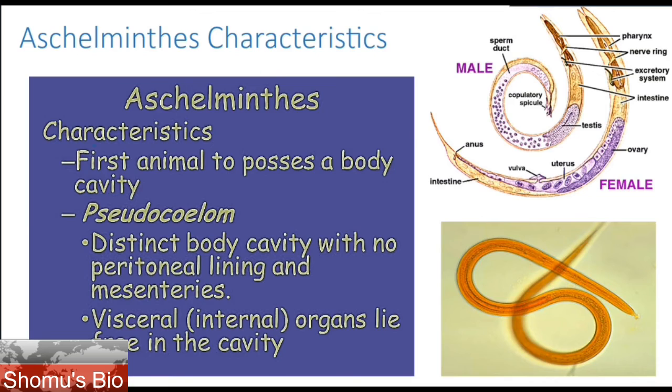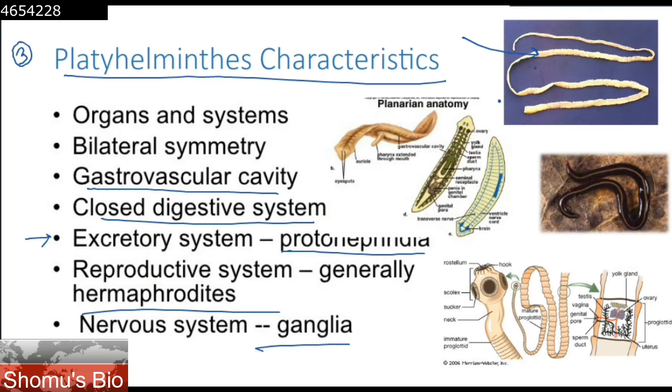Whereas aschelminths characteristics: first animal to possess a body cavity. Although they have a body cavity, it is not covered, so it is not a proper coelom. It's known as the pseudocoelom. Distinct body cavity with no peritoneal lining, remember, and visceral organs lie free in that cavity. That's the difference. Another interesting fact about the aschelminths is that the rest of the things are fine. They have the organ systems, everything is there, protonephridia, excretory organ.